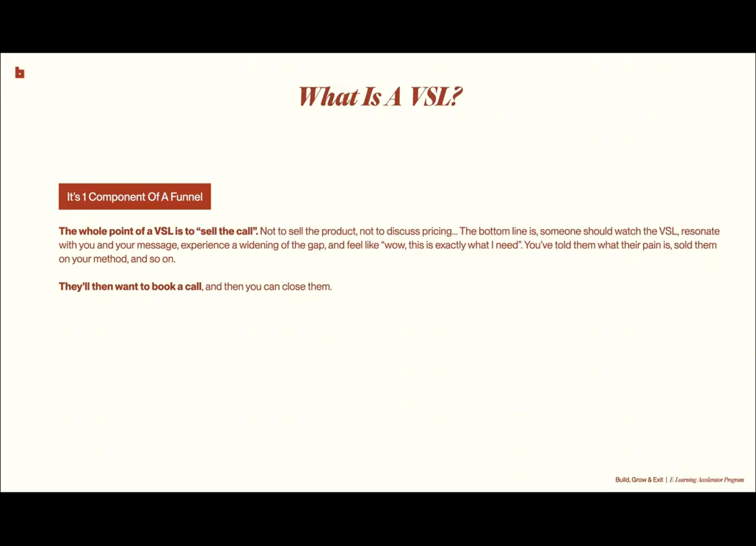The bottom line is somebody should watch that VSL and resonate with you and your message. There should be a gap that's widened. Okay. And I'll explain what that is in a second. And they should feel like, wow, this person understands me. This is exactly what I want. This is what I need. They've perfectly described where I am now. I believe that this person can get me to where I want to be and can solve my problem. You've told them what their pain is, articulated that well, and really sold them on your method, your mechanism. And if you can do that, they are then going to want to book a call. And if they book a call, you can then get them closed.